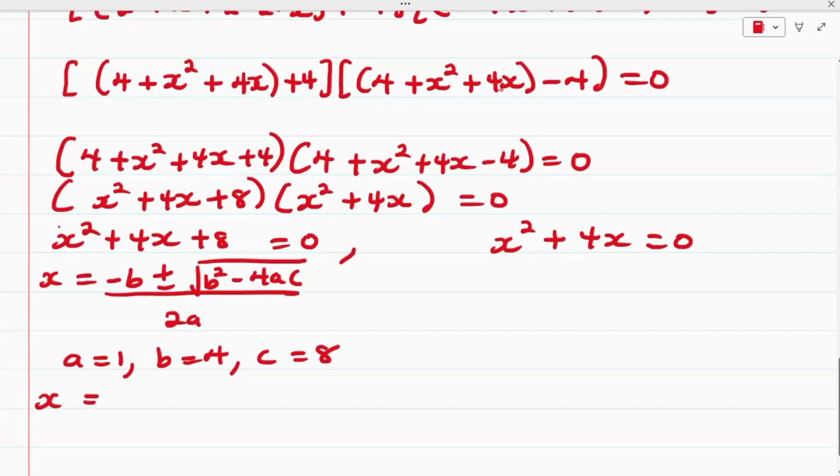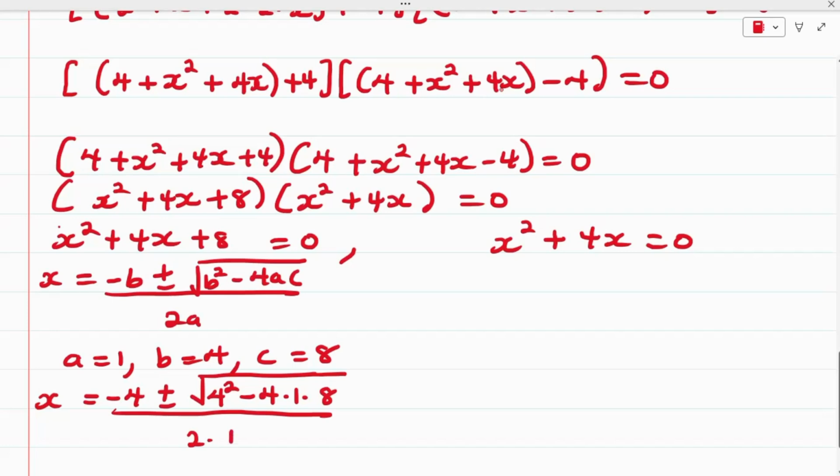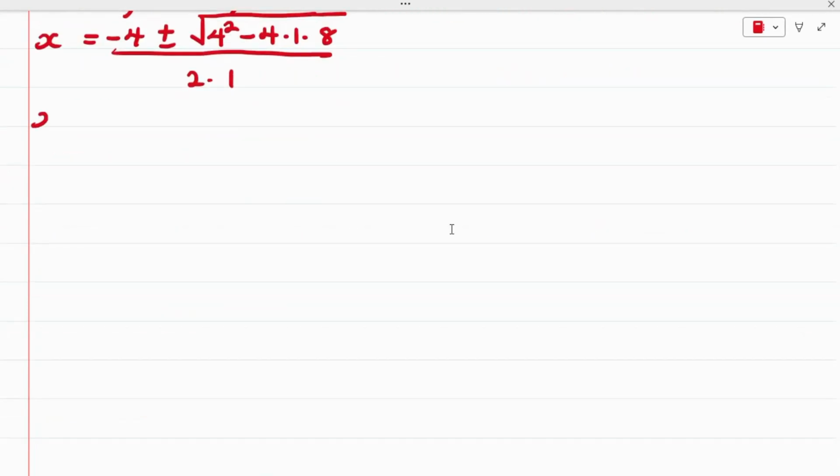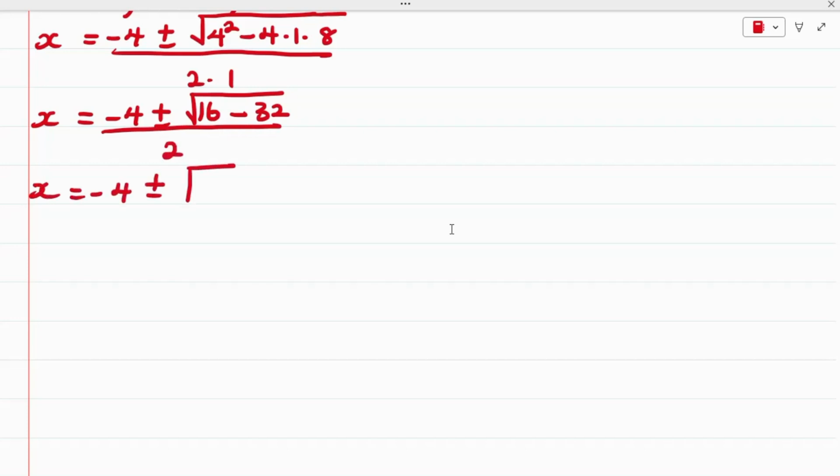So we have that x is equal to −4 ± the square root of b², which is 4², minus 4 multiply 1 multiply c, which is 8, divided by 2 multiply a, which is 1. And we have x is equal to −4 ± the square root of 4² is 16 minus 4 × 1 × 8 is 32, divided by 2 × 1 is 2. So x is equal to −4 ± the square root of 16 − 32 is −16, divided by 2.